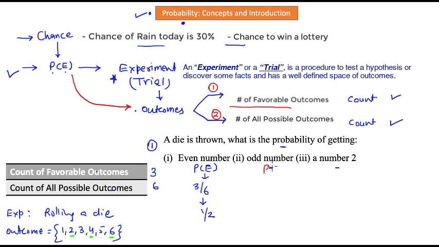Likewise, we could also calculate the probability of an odd number, right? An odd number could happen if you get a 1 or a 3 or a 5, right? So there are three ways that an odd number could happen, right? In that case, your probability of an odd number will be 3 over 6, favorable to the total number of outcomes, right? And that will be equal to 1 over 2 again.